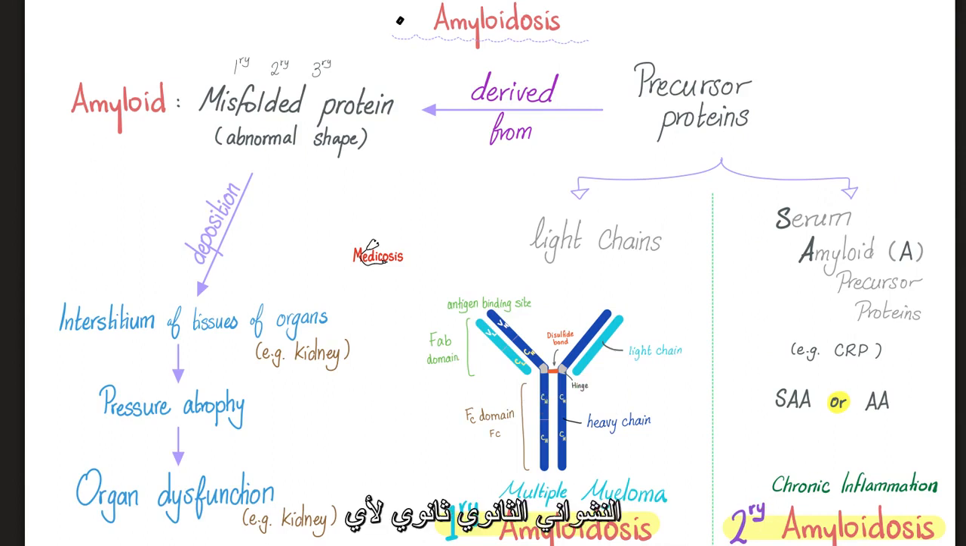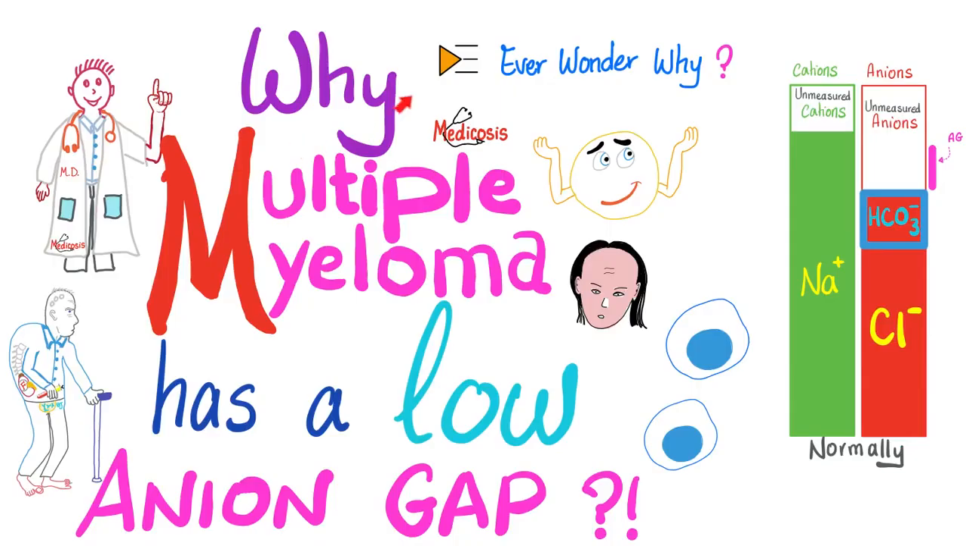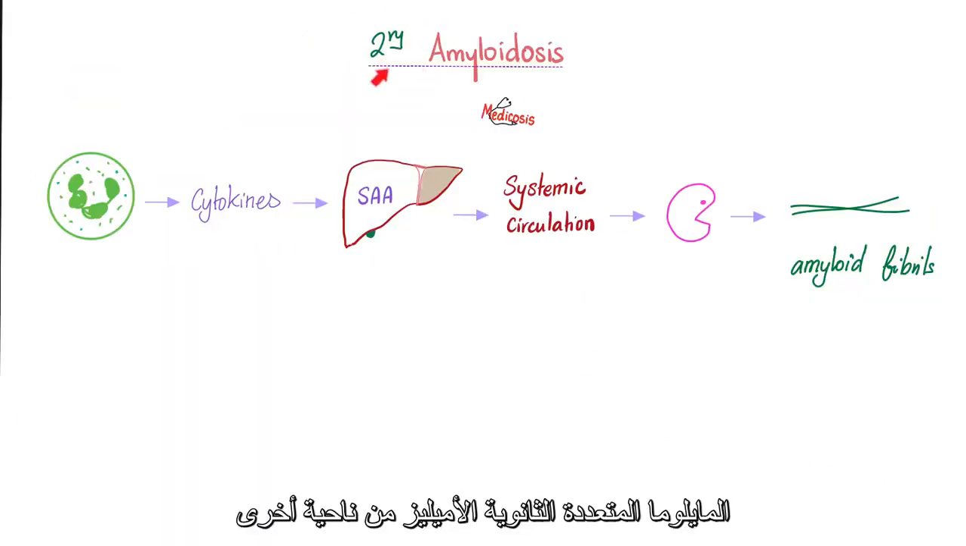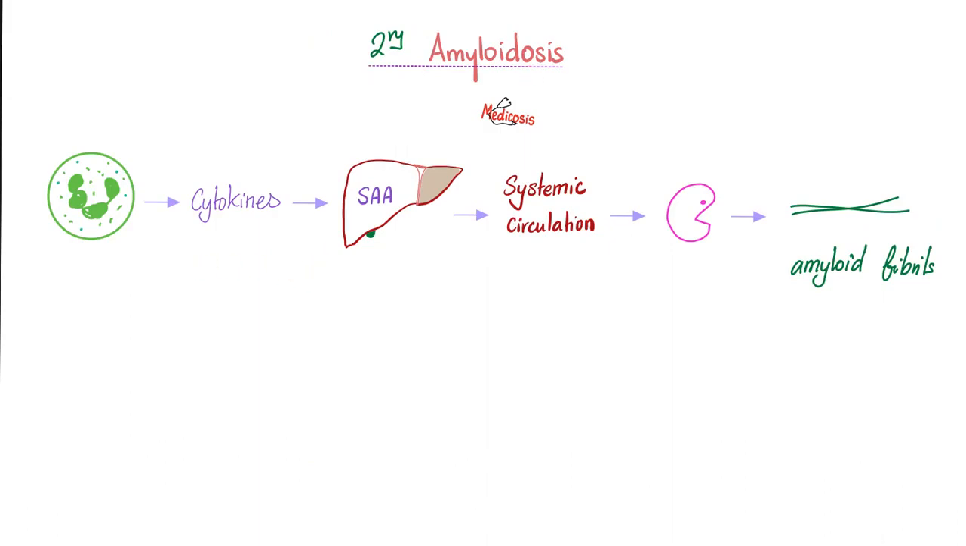But the secondary amyloidosis is secondary to any chronic inflammation that you can imagine. Like rheumatoid arthritis? Yeah. How about lupus? Also, yeah. Scleroderma? Crohn's disease? Indeed. Ulcerative colitis? Yeah. Chronic tuberculosis? Yes, indeed. Sarcoidosis? Absolutely. Oh, by the way, do you know why multiple myeloma can cause low anion gap? If you know, amazing. If you do not know, check out my video in my playlist called Ever Wonder Why? And this is the title of the video. So primary amyloidosis is the story of the multiple myeloma. Secondary amyloidosis, on the other hand, is the story of any chronic inflammation.